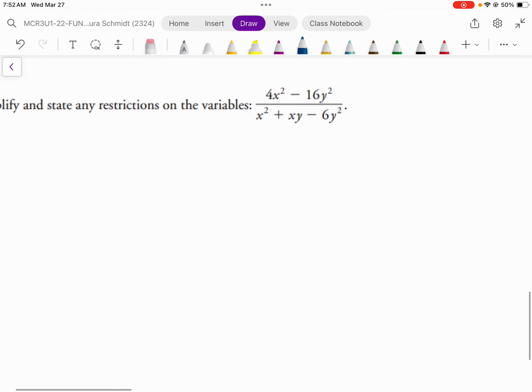Okay, and the last one. Let's factor it. That's divisible by 4 on top. So I'm going to divide it by 4. Which leaves me with x squared minus 4y squared. And then my denominator is a simple trinomial with an extra y term.